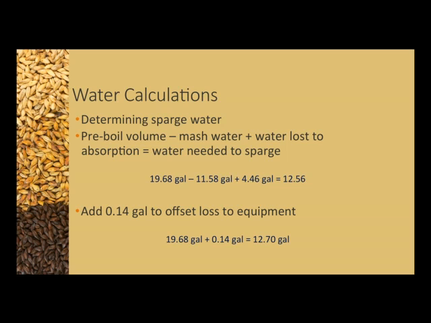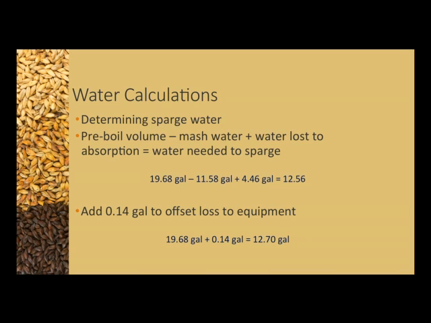The amount of water we need to sparge with is determined simply by subtracting the volume of the mash water, 11.58, from the pre-boil volume, 19.68, and then adding in the amount of water lost to absorption, 4.46, to determine that we need 12.56 gallons of sparge water.